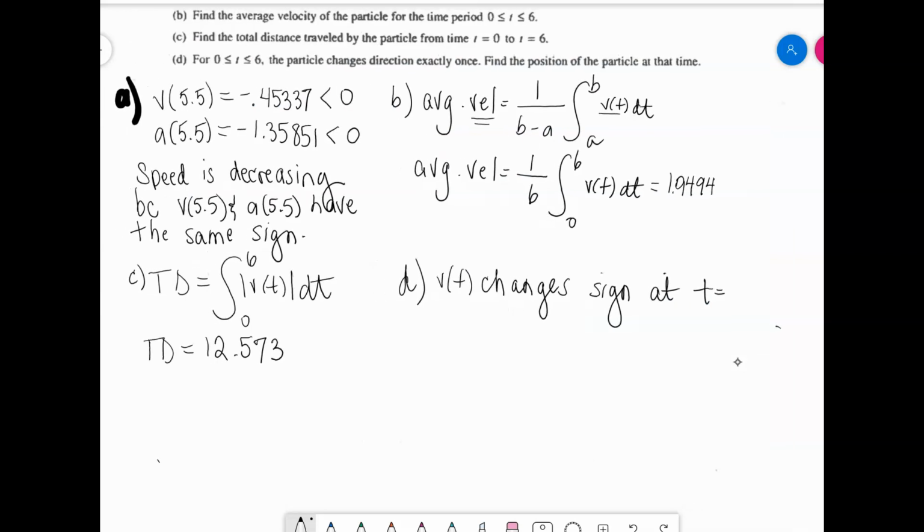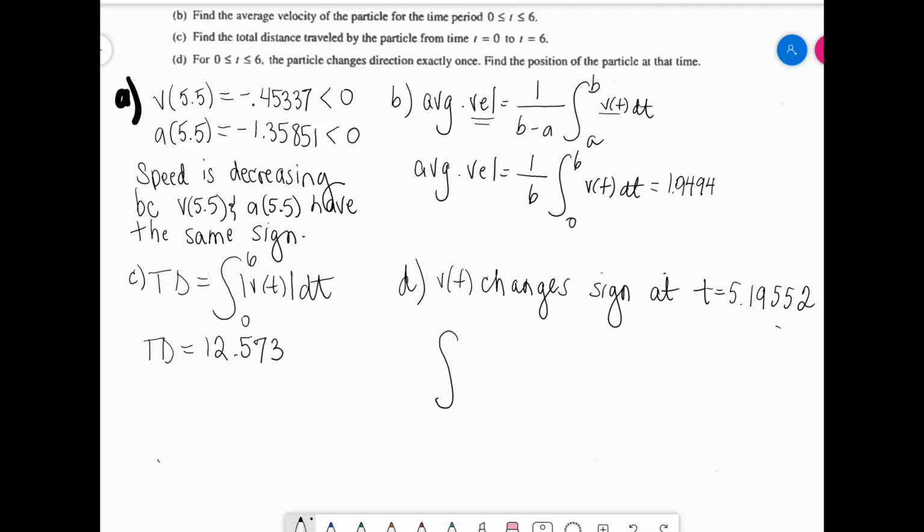So it changes sign at t equals 5.19. Now I'm going to put extra decimals here. And when I use my calculator, I'm going to actually use even more than that because you're only allowed to round once per problem. And this is just the first part of this question. It's not the answer.